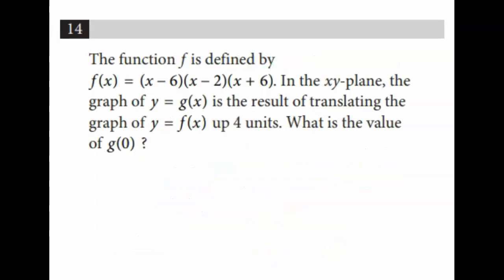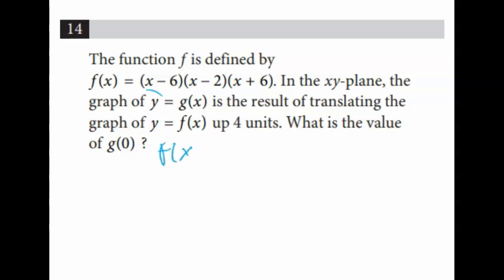All right, the function f is defined by f of x equals x minus 6 times x minus 2 times x plus 6. In the xy plane, the graph of y equals g of x is the result of translating the graph of y equals f of x up 4 units. So what is the value of g of 0? Okay, cool. So we know f of x is this equation, so let's draw it out.